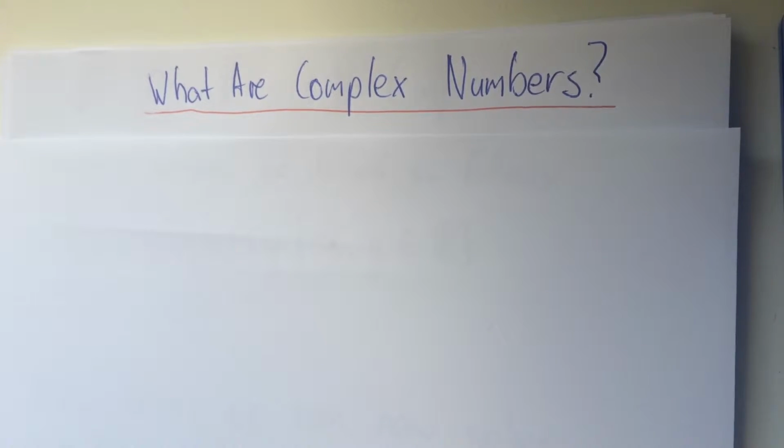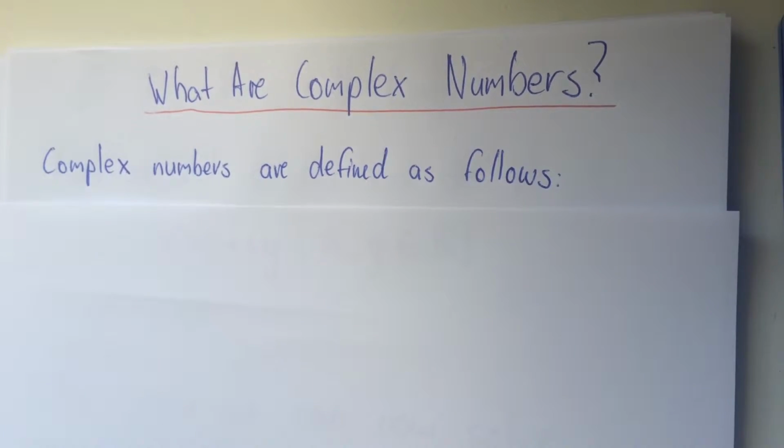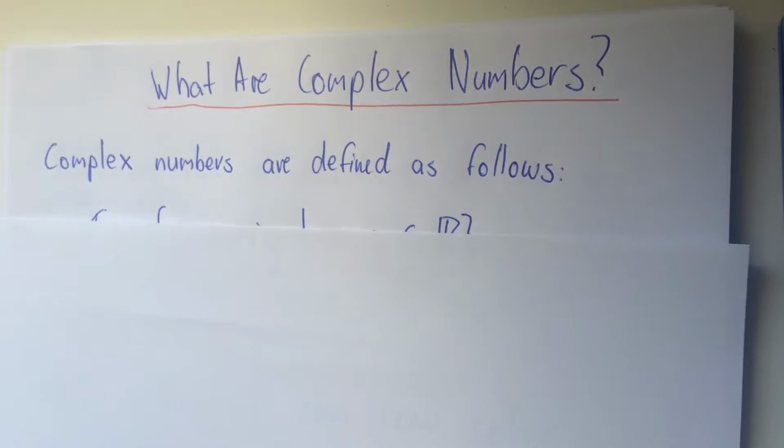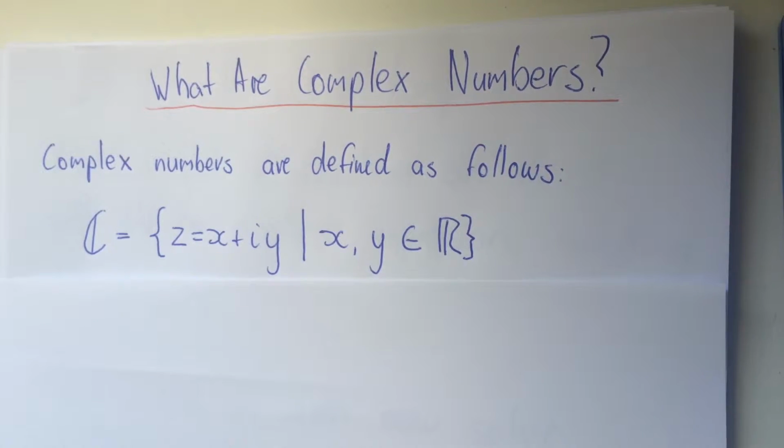And now let's move on to the first in the 4 unit videos, the ever useful and mysterious complex numbers. So, what are complex numbers? Well, complex numbers are defined as follows. They're the set of all x plus iy, such that x and y are both real numbers, with i specifically pertaining to the square root of -1.